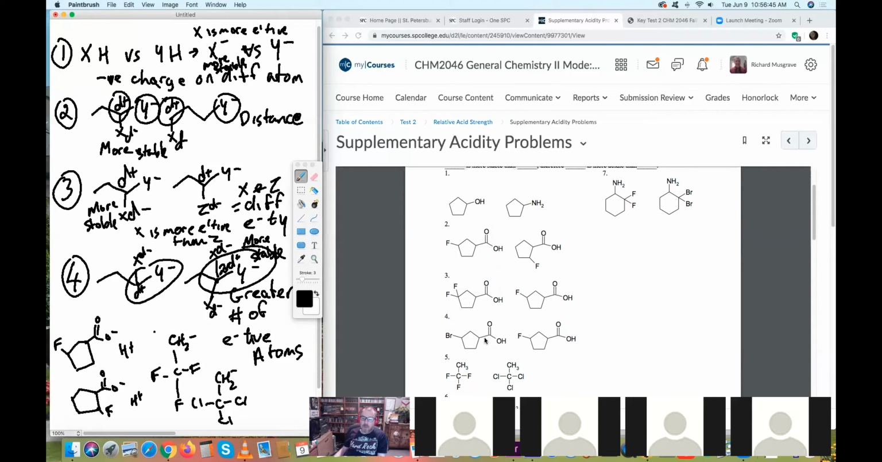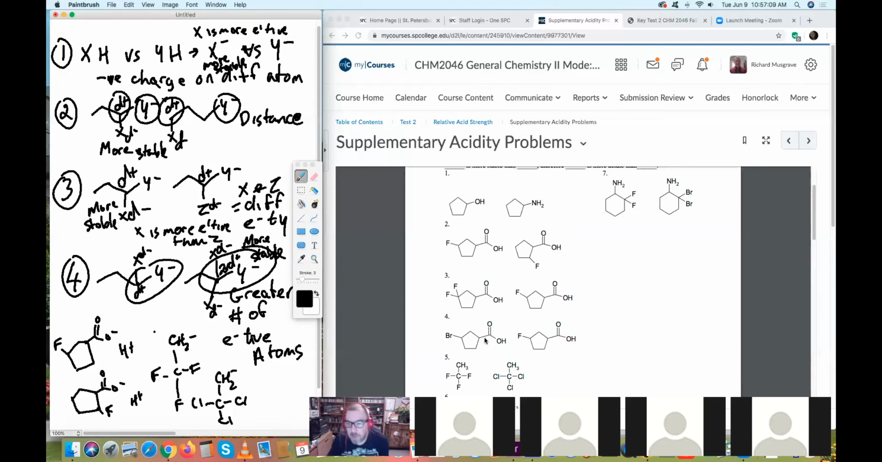So it's going to be a matter of being able to look at those 4 scenarios and figure out which one matches the case that you have. And after a bit of practice, it's actually not that bad. And then be able to say which one's going to be more stable, and therefore which compound is more acidic, the one that it came from is more acidic.